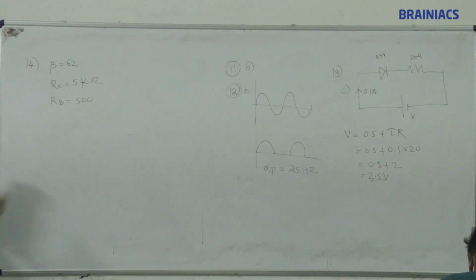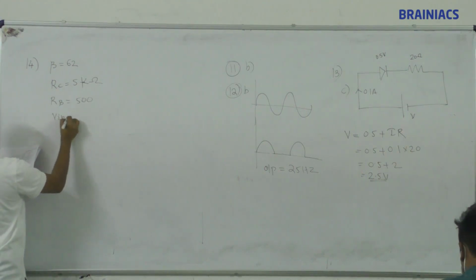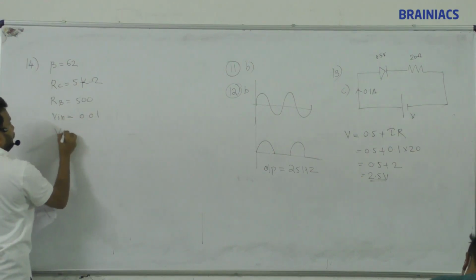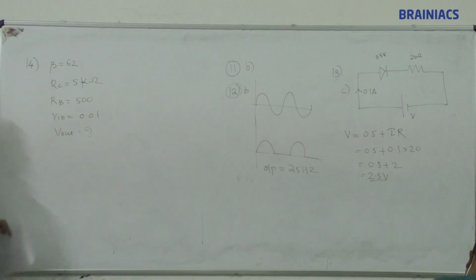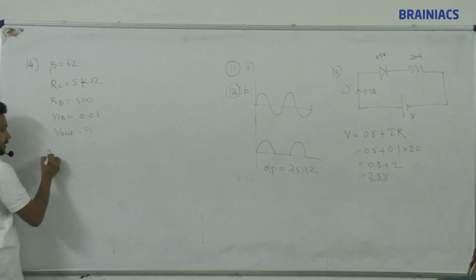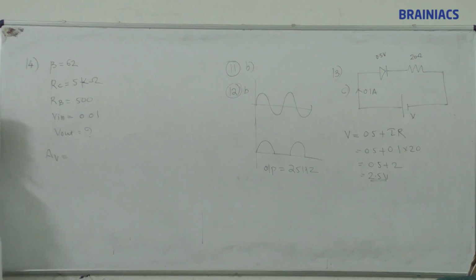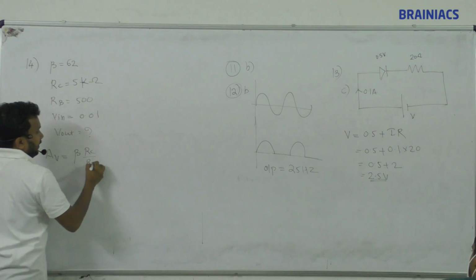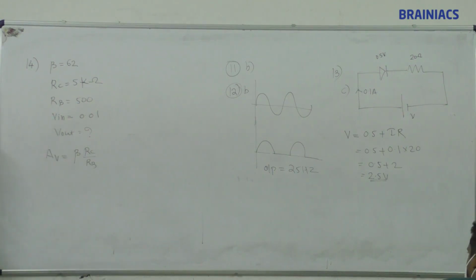If the input voltage V in is equal to 0.01, what equation will I use? Voltage gain equation, AV. AV is equal to beta into RC by RB. The negative sign will be there, representing inversion, so we don't need to take it into account.